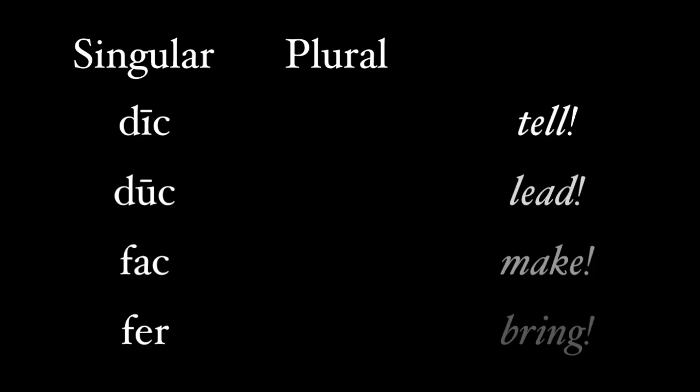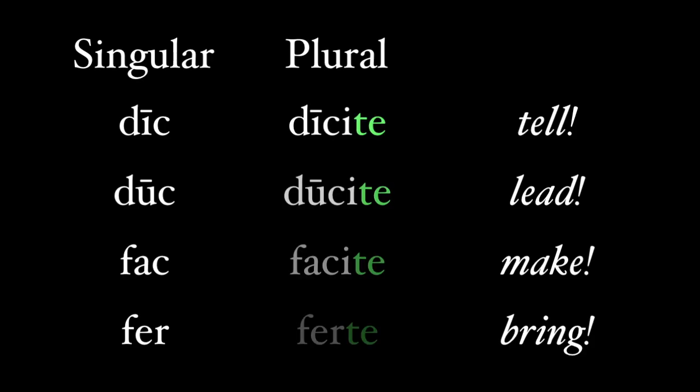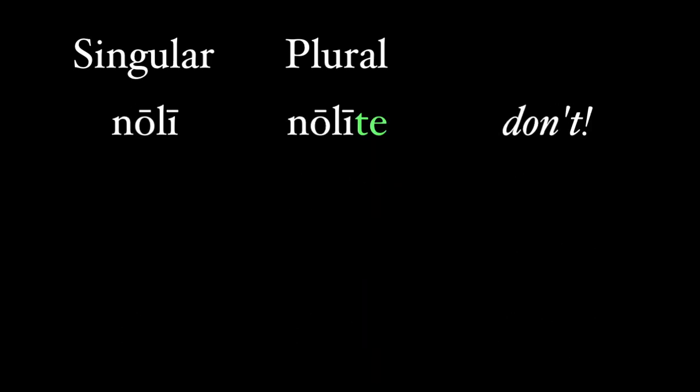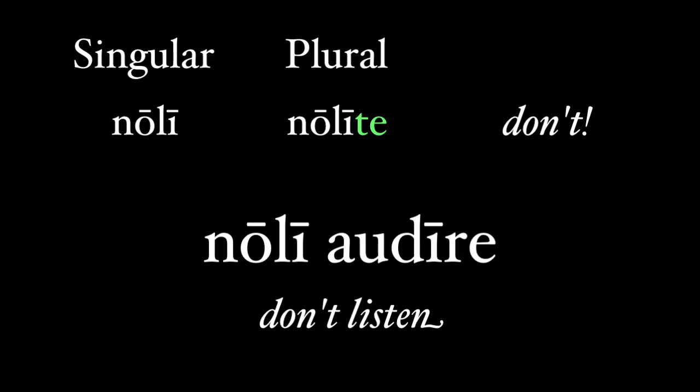The verbs dico, duco, facio, and fero all drop the e in the singular. So we have dic, duc, fac, and fer. But most of these plurals follow the regular third conjugation rules. Dicite, ducite, facite, but it's ferte without the i. To make an imperative negative, we use the imperative for nolo, nolle, which is the singular noli and nolite in the plural. We would translate this verb in English as don't, although it's more literally be unwilling, and it's followed by an infinitive. So noli audire is be unwilling to listen, or really, don't listen. In the plural, it's nolite audire.